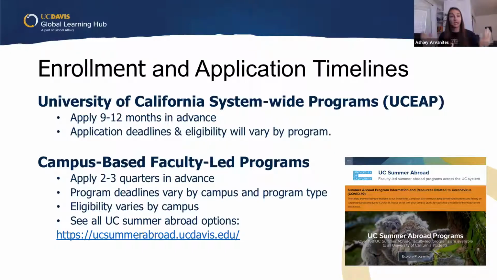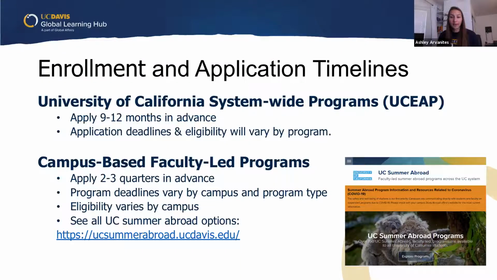So it's open to any UC student, and these offer programs during the fall, spring, winter, as well as summer and year-long programs. And they are very diverse. There's over 300 different program options. So there's hopefully something out there for everyone. And so in terms of the timeline and planning, students have to apply for the program usually 9 to 12 months in advance.